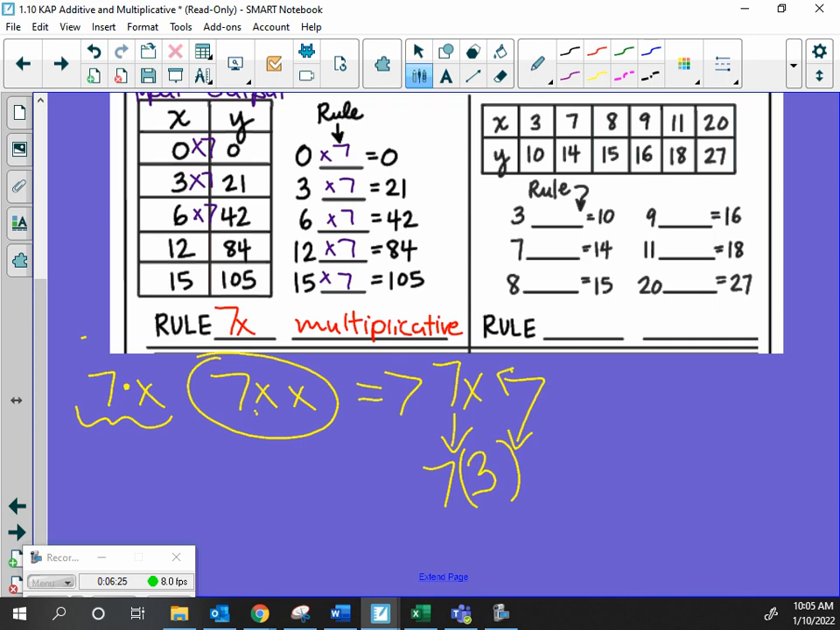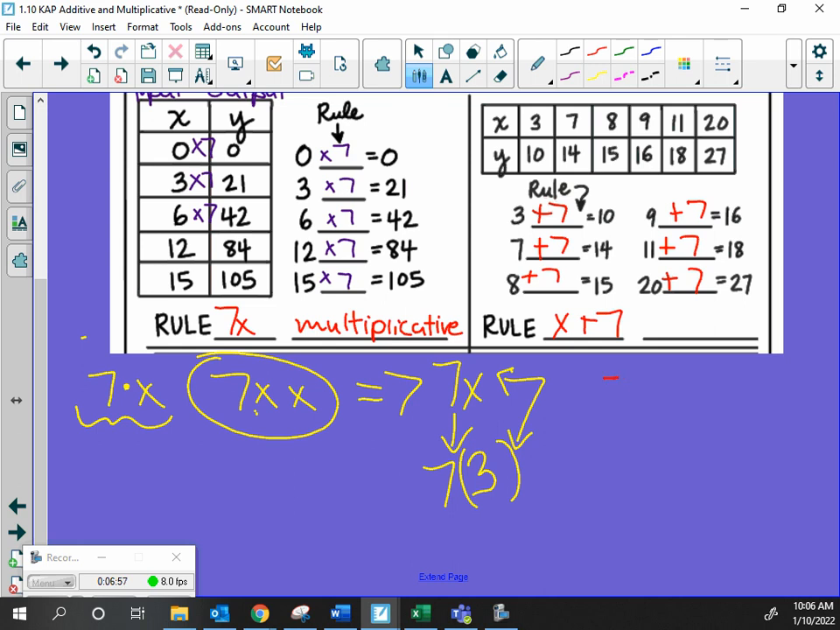Okay, next one. We're putting in 3, getting out 10. Putting in 7, out 14. In 8, out 15. What are we doing? Plus 7. Does that work for all of them? Yes. Very good. Okay, you're not always going to have to fill in all of these little things. A lot of y'all will be able to see it quicker, but we're just showing that it happens every time. A rule is something that works every single time. So to write that rule, we're taking our input and we're adding 7 to it.